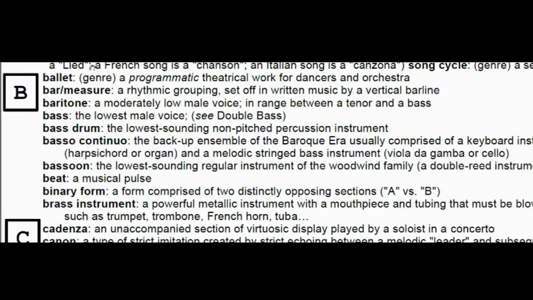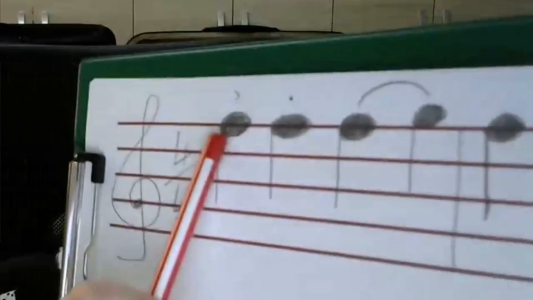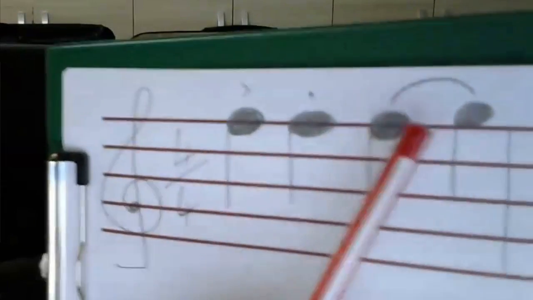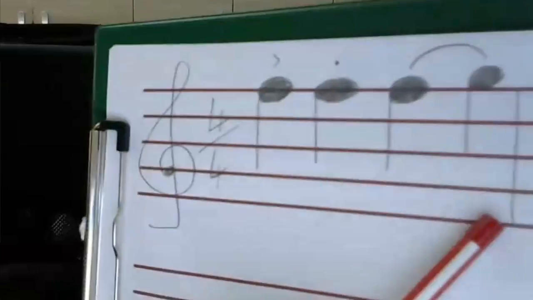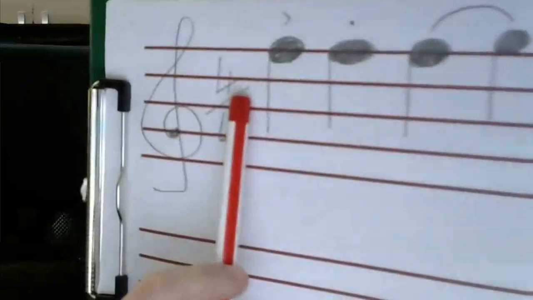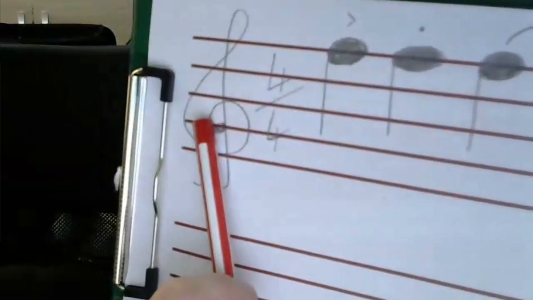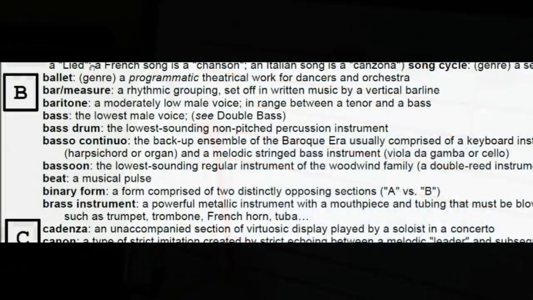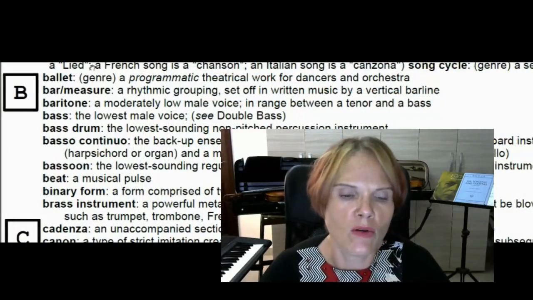Bar or measure. Bar is in British English and measure is in American English. A rhythmic grouping set off in written music by a vertical bar line. Let's say I have 1, 2, 3, 4 counts divided with a bar line. Yeah, and I put the time signature just right after the clef. Baritone, moderately low male voice.